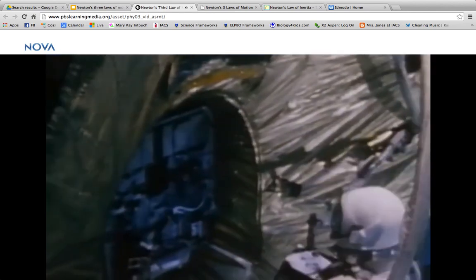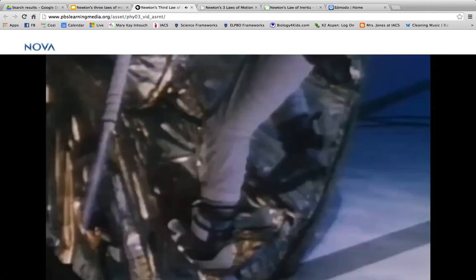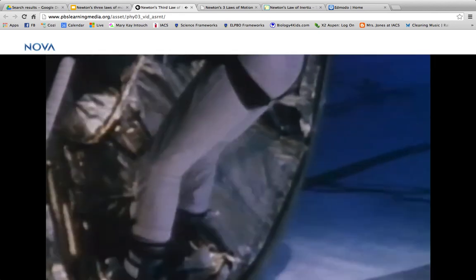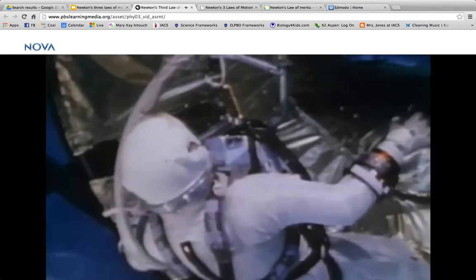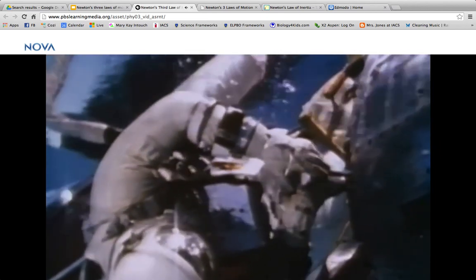Having learned a difficult lesson, NASA's next capsule was built with special handholds and footholds to anchor the astronaut in place. Most importantly, NASA began training astronauts underwater, the closest environment on Earth to weightlessness.